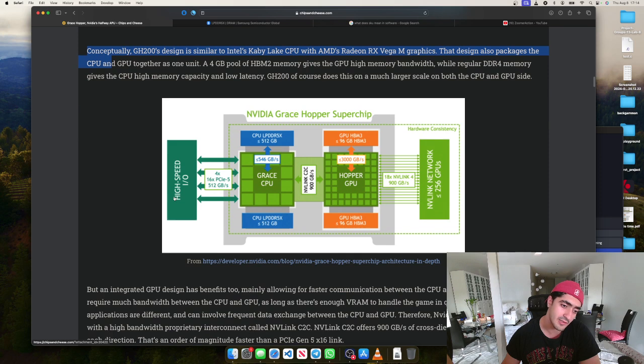So you have your high speed I/O, you have 4 connections, 16 peripheral communication interconnect.